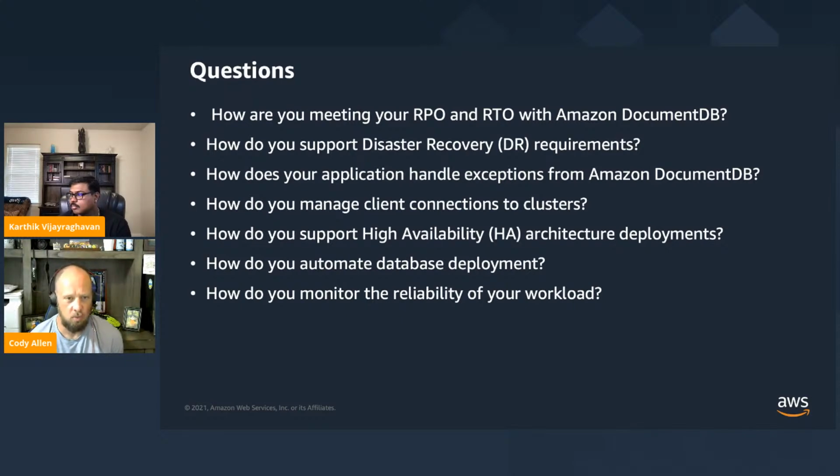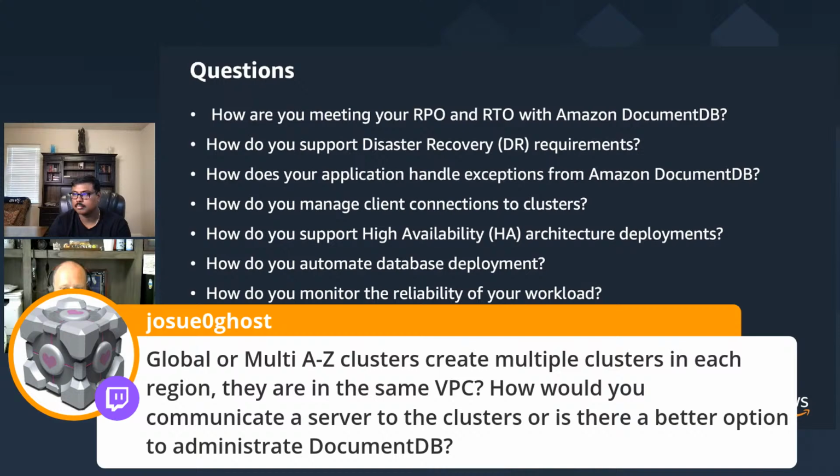So the question is, global or multi-AZ clusters, can you create multiple clusters in each region, or are they in the same VPC? And how would you communicate a server to the clusters, or is there a better option to administrate DocumentDB? All right, so I'm just going to read this question again. Global or multi-AZ clusters create multiple clusters in each region. Yeah, they would be in their own VPC in those regions. And how would you communicate to the server? I presume this is how do you communicate from application server to the DocumentDB cluster.